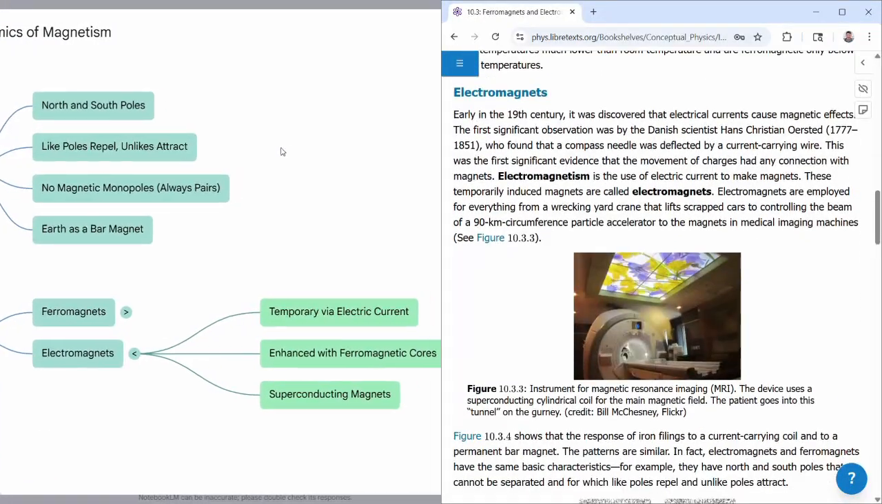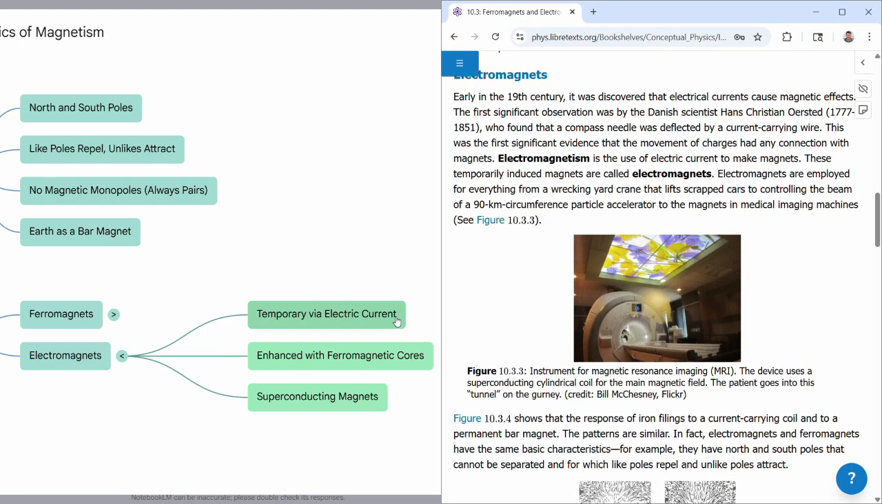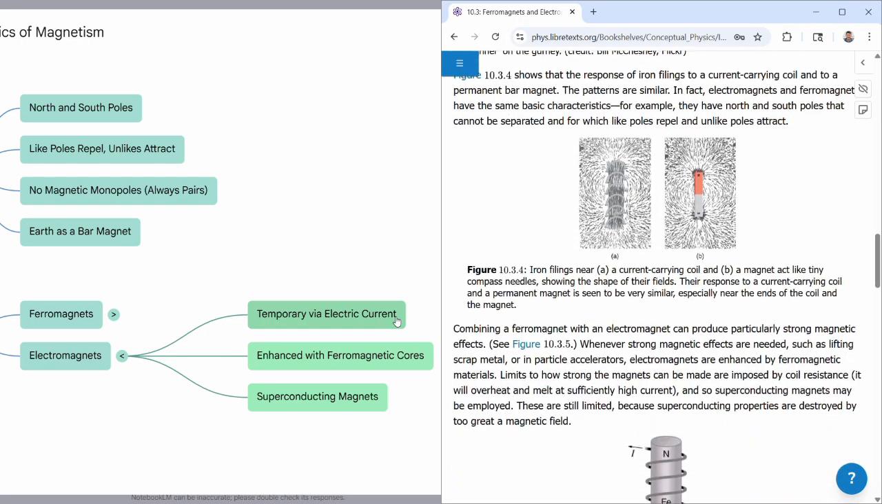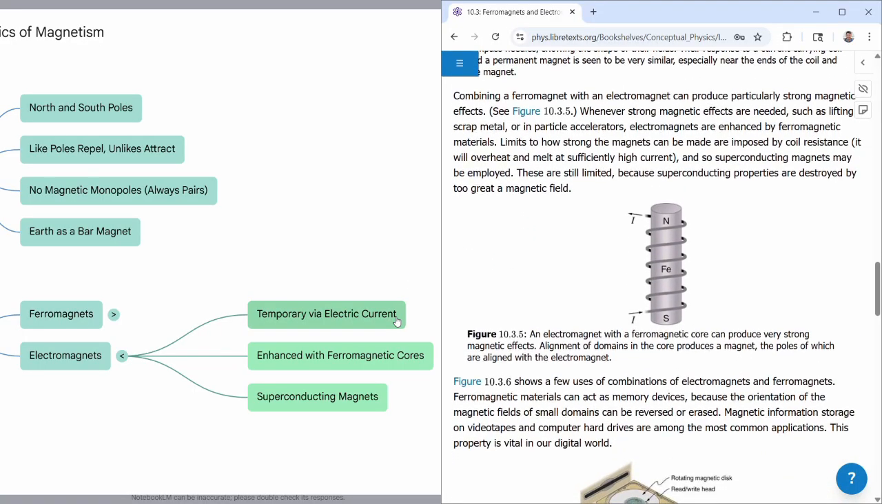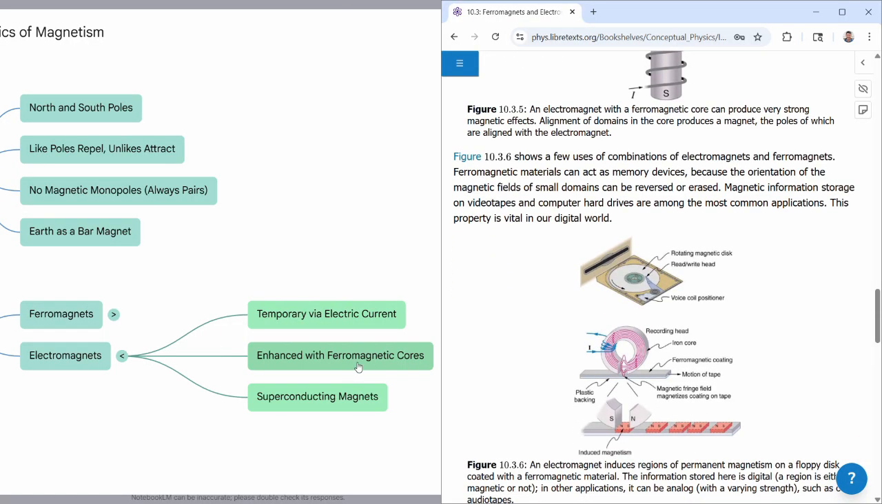For the purpose of section 10.3, electromagnets are temporary, being powered through electric current, and this is where you would care about the magnetic properties of materials. You can produce a larger magnetic field with the same amount of current if it has a ferromagnetic core.